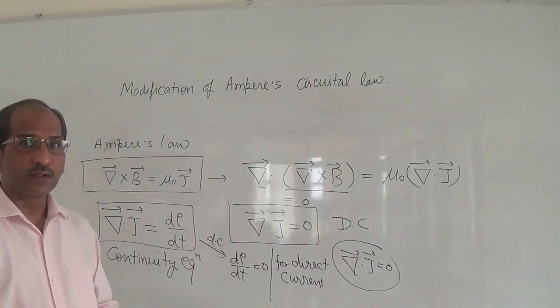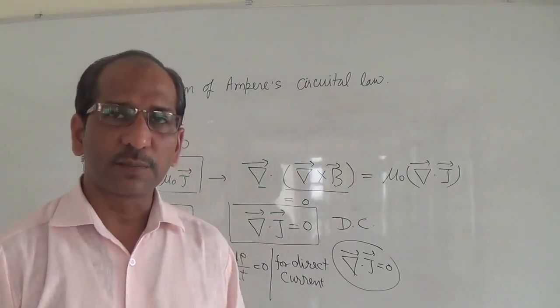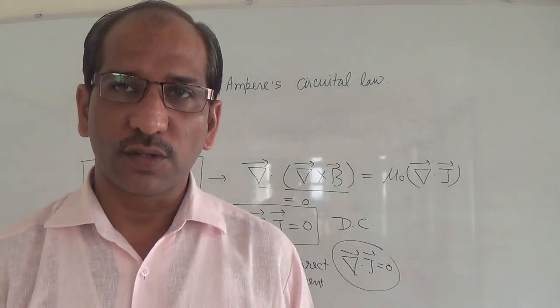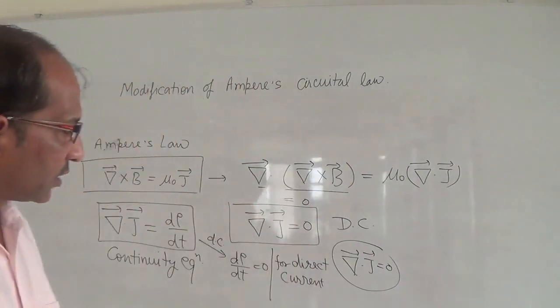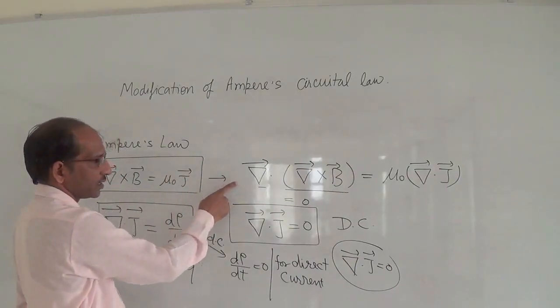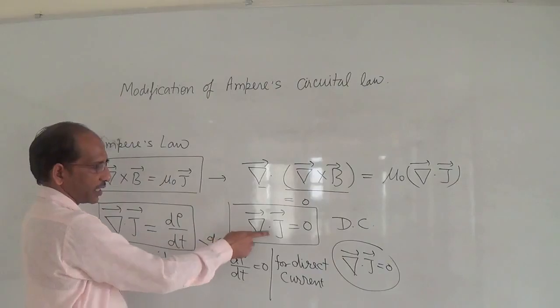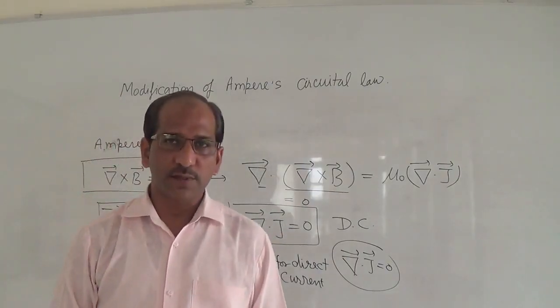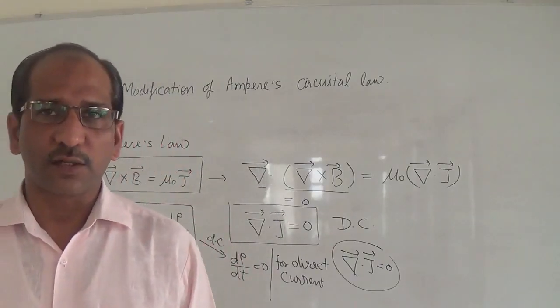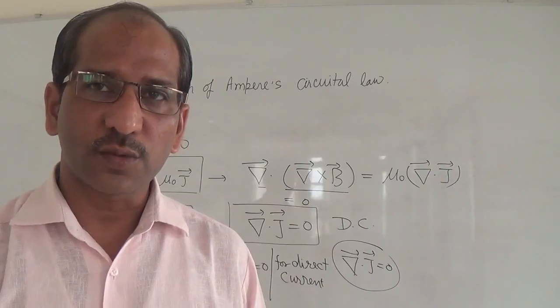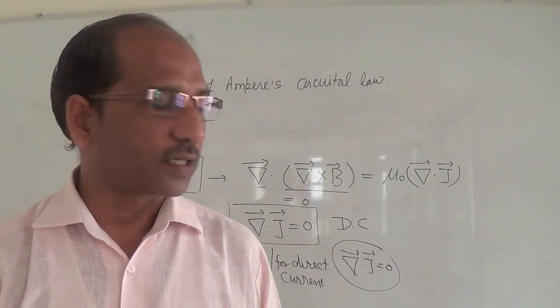So from the continuity equation, when we apply the nature of the current, we found that del dot J is equal to 0. And the same idea when we apply here into the Ampere's law by taking the divergence, we found del dot J is equal to 0. It means this law satisfies the condition, and one can conclude that this Ampere law in the present form is valid only for the direct current.